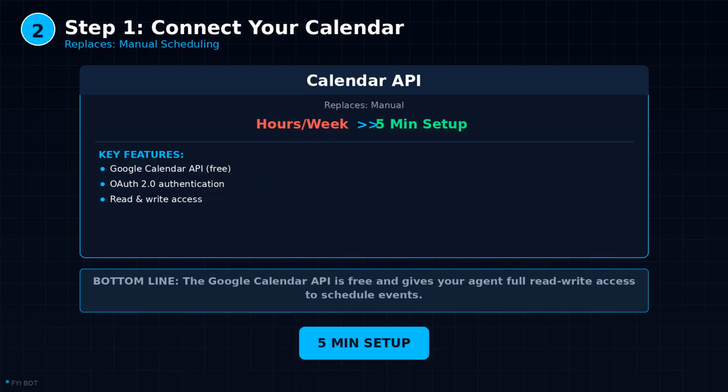Step 1 is connecting your agent to your calendar. This is the foundation. Without calendar access, your agent is blind. The most common choice is the Google Calendar API, and the good news is that it is completely free. Here is how it works. First, you go to the Google Cloud Console and create a new project. Then you enable the Google Calendar API for that project.